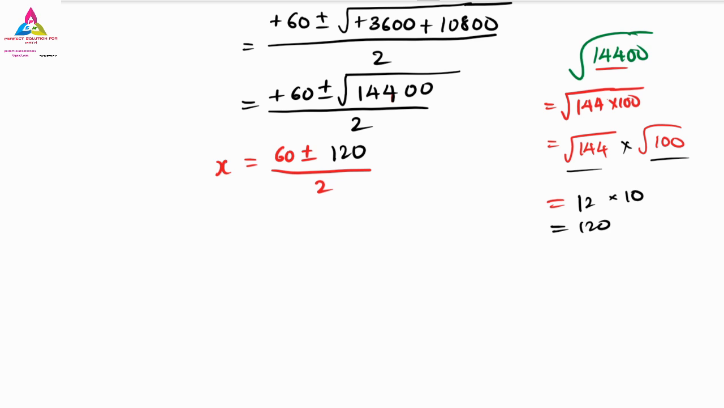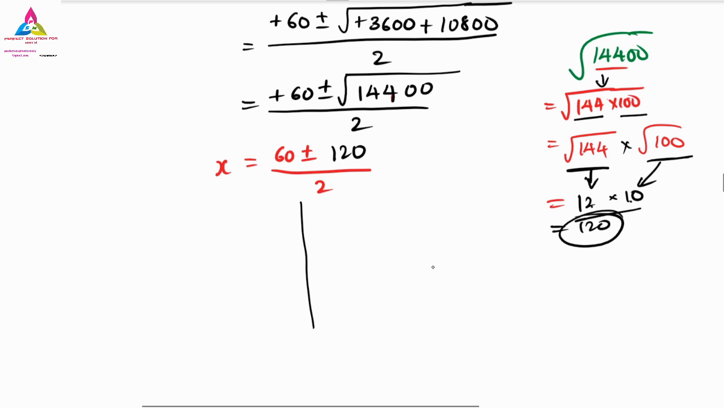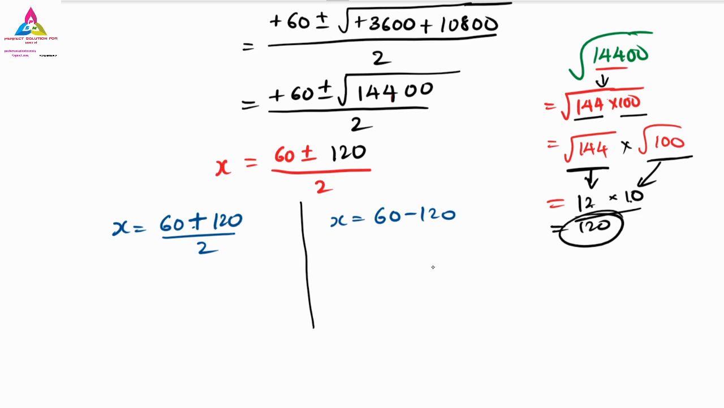See how easy it is to find. So 14,400 we have split in terms of 144 and 100. We have written them separately, and the perfect square 144 has square root 12 and the square root of 100 is 10. So 12 into 10 is nothing but 120. Now we have to split into two cases. So x is equal to 60 plus 120 divided by 2, and the next one is x equal to 60 minus 120 divided by 2.